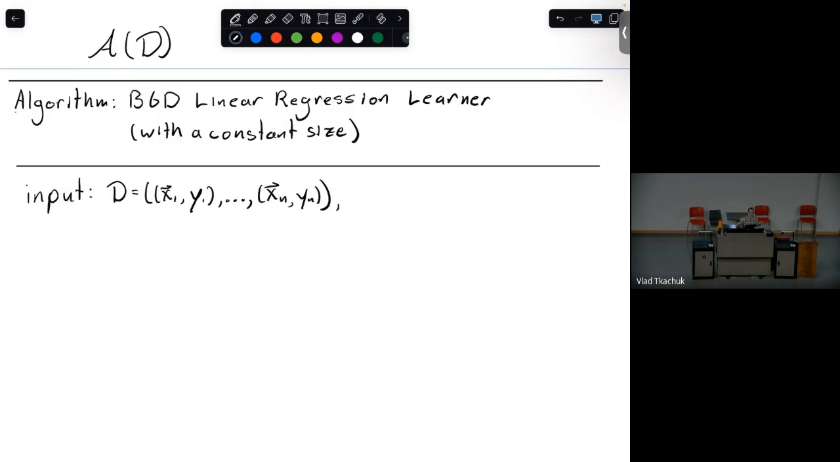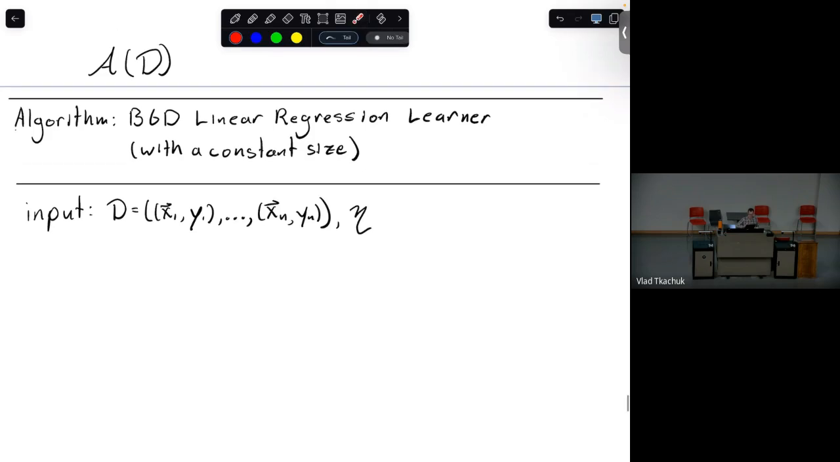In this constant step size case, we need to decide what the constant step size is, so you'll pass this in as a parameter to your algorithm. You'll pass in this eta, your constant step size. And you also need to decide how many iterations of gradient descent you're going to do. That will be passed in as well, and that will be capital T. Capital T is just how many iterations you do.